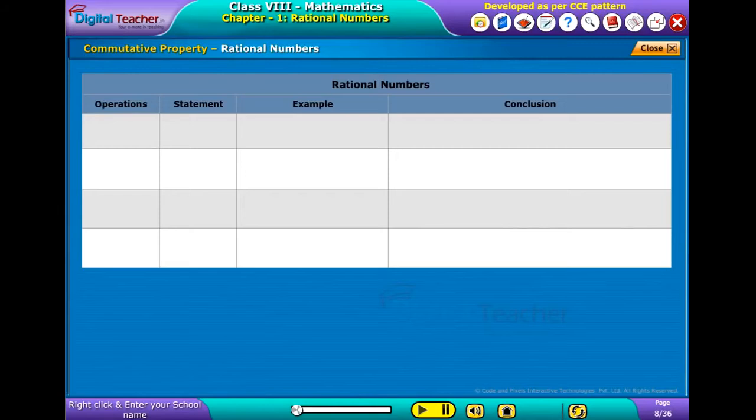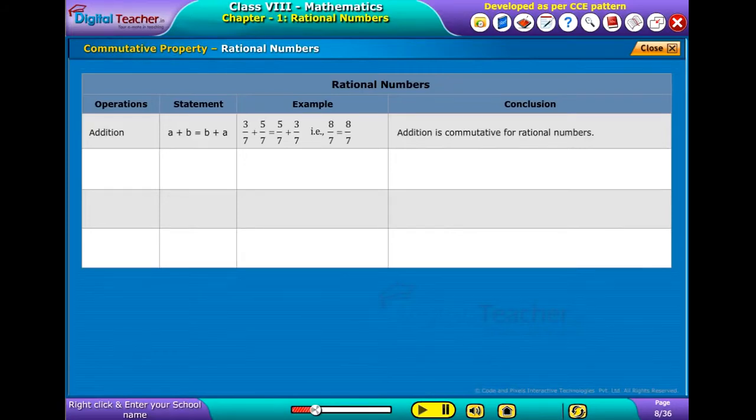Let us see the commutative property of operations on rational numbers. Under addition operation, it states that the change in the order of two numbers does not change the result when added. For example, the addition of 3 by 7 and 5 by 7 and vice versa is the same for both cases. It concludes that addition is commutative for rational numbers.